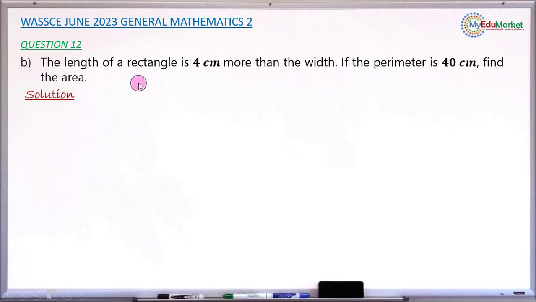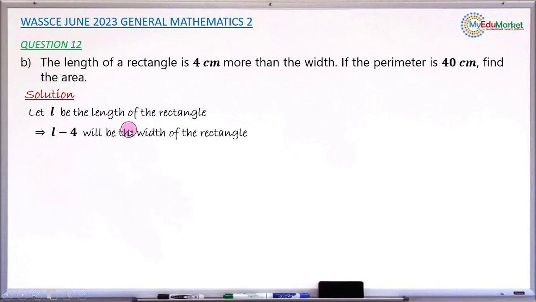So now we know that the length of that very rectangle is 4 centimeters more than, or longer than, the width of the rectangle. So if I now let L be the length of the rectangle, then the width will simply be the length minus 4 centimeters. That will give you the width, because the length is longer than the width by this 4 centimeters. We have the perimeter of the rectangle as 40 centimeters.